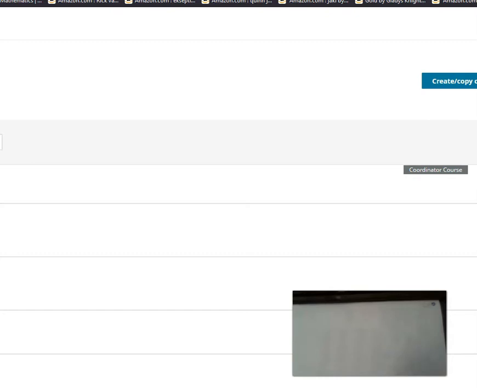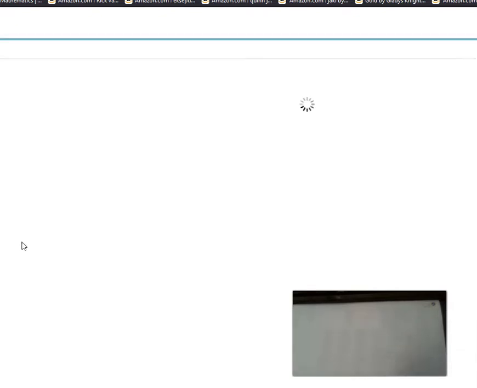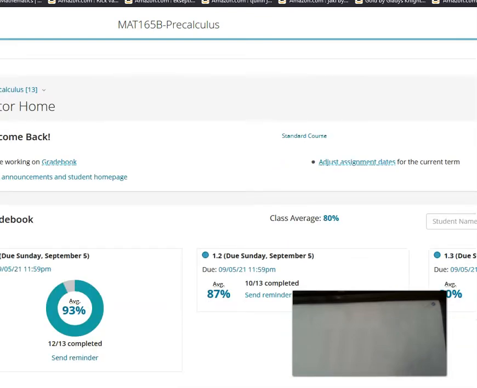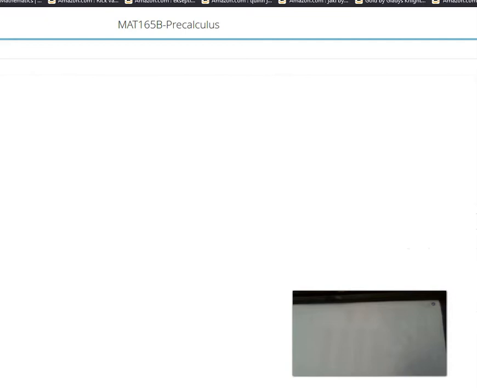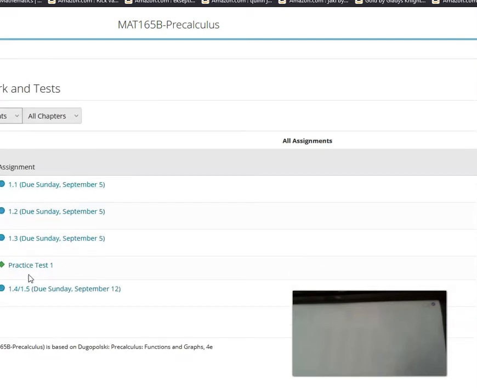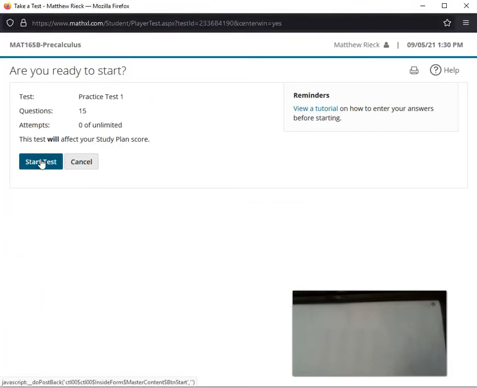So if you go to the Pearson website, go ahead and access your course. On the left-hand side, you should see the homework, so go ahead and click on that. If you don't see it, you should see this little drop-down menu here that says homework and then all chapters. If you click on the drop-down menu and choose all assignments, you should see practice test 1 there. So go ahead and click on that, and click start test.